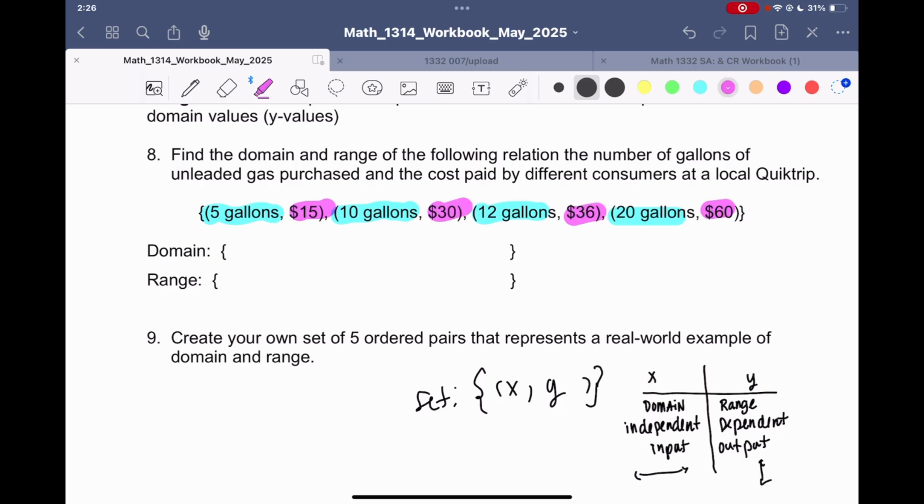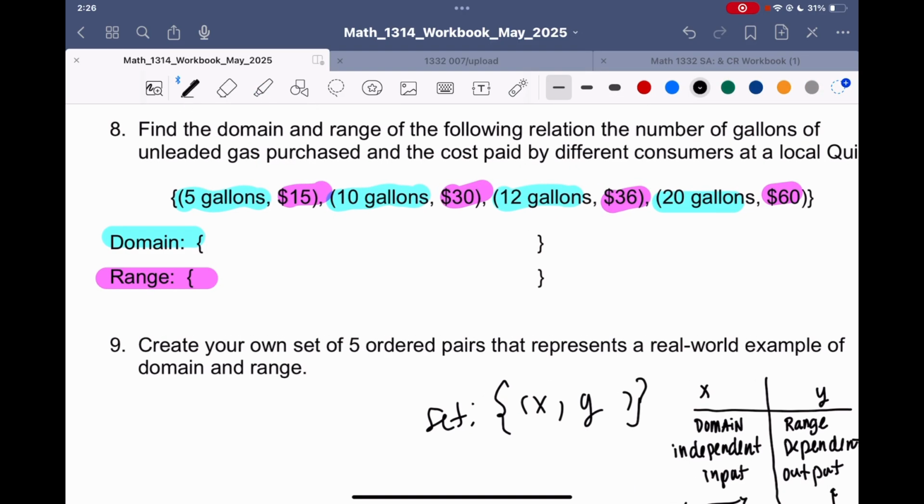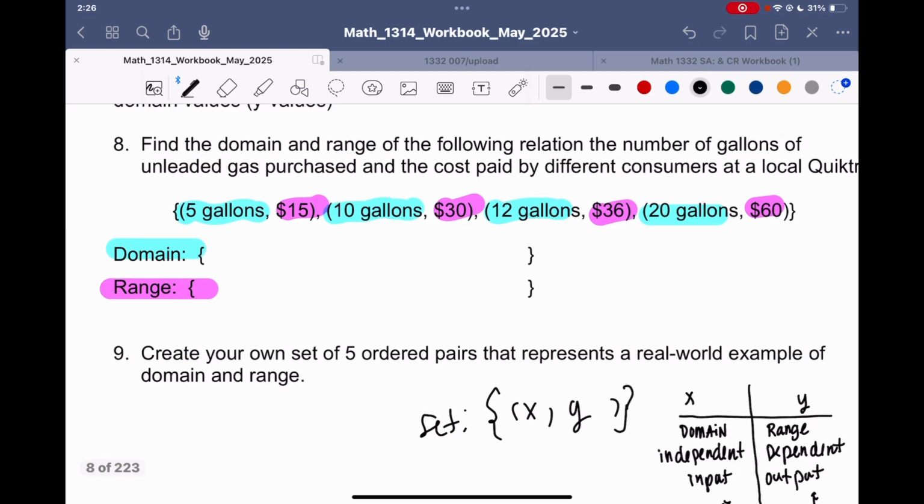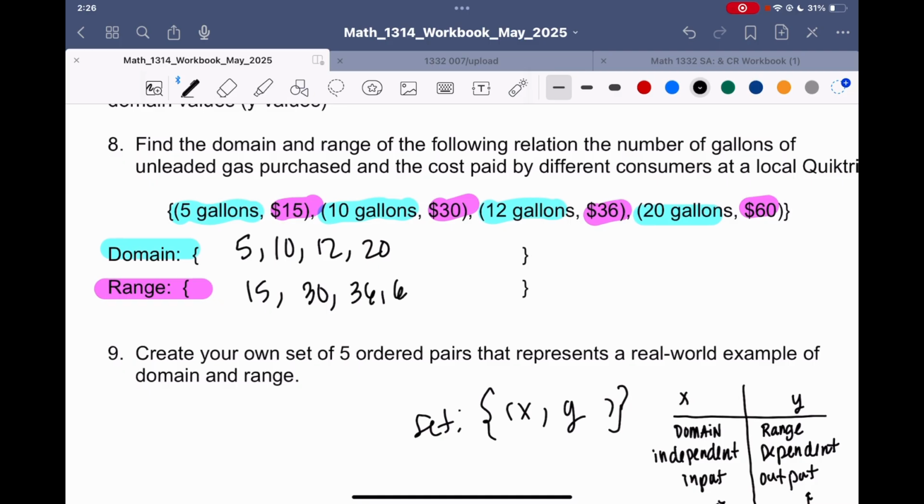Now, when you're naming domain and range, I just like to place them in the order that they are listed. I don't like to rearrange them. I know that some instructors will ask you to rearrange them from least to greatest or greatest to least. I'm just not going to do that for this example. So our domain is 5, 10, 12, and 20. Our range is going to be 15, 30, 36, and 60. And if you notice, it has the set notation around each.